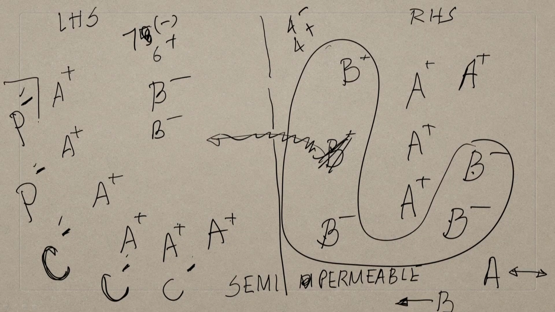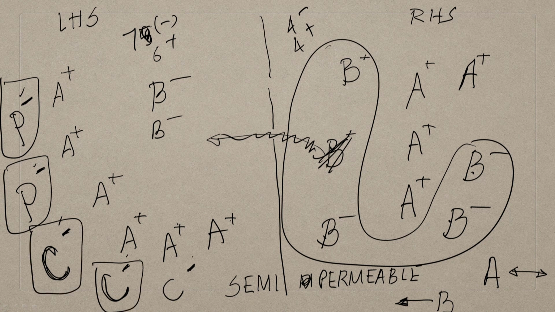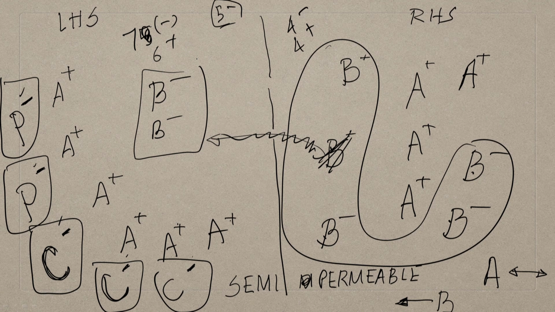But we set a condition that P, C, C, C, they cannot cross to the other side. It is a semi-permeable membrane. They will be confined only to this side. That means 1, 2, 3, 4, 5 charges cannot move. So, it will always have 5 negative all the time without any biasness, right. Now, there are 2 B's, they cannot move to that side because B can only travel from left to right. So, that means there will always be 7 negative charges in this situation.